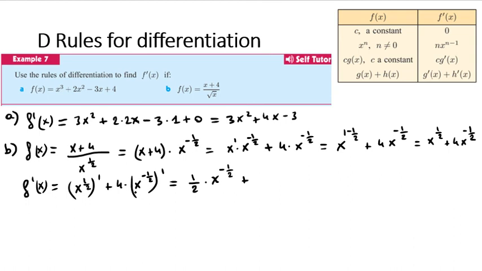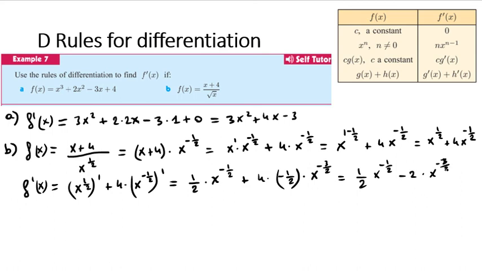And then plus 4 times the derivative of x to the power of minus 1 over 2. So that is again in this form. So n is in this case minus 1 over 2. So we move the minus 1 over 2 to the front. So minus 1 over 2 times x to the power of minus 1 over 2 minus 1, which is equal to minus 3 over 2. So then we get 1 over 2 x to the power of minus 1 over 2. 4 times minus 1 over 2 is minus 2 times x to the power of minus 3 over 2.